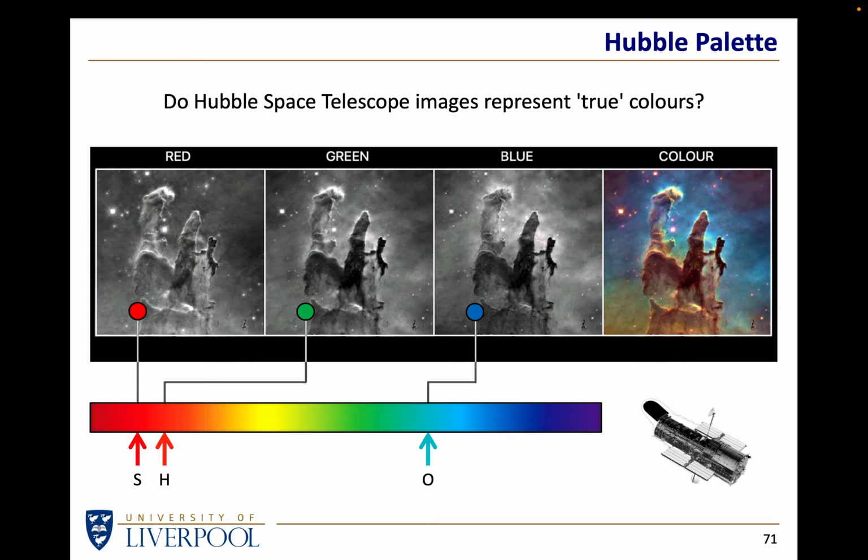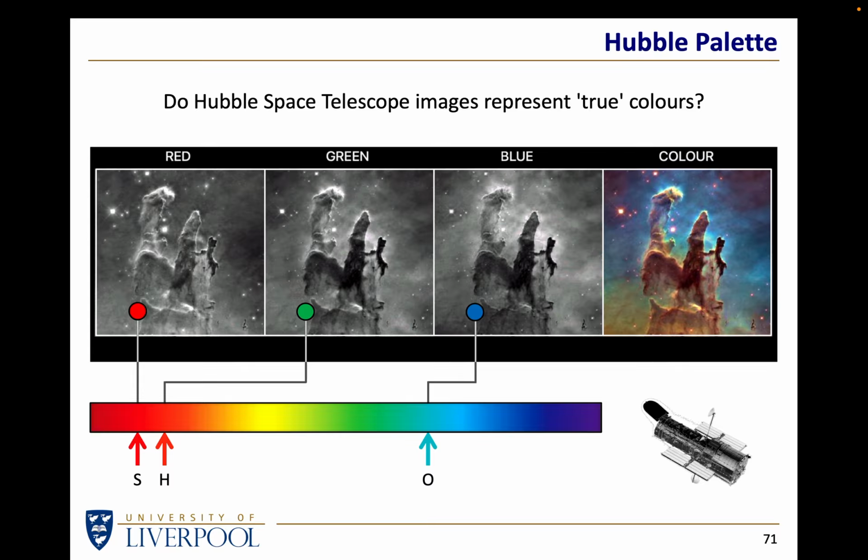So, do Hubble Space Telescope images represent true colors? Well, in some cases, yes, if they're taking pictures of galaxies. Remember, galaxies have wavelengths that cover the entire spectrum. It's nebulae that tend to have particular wavelengths corresponding to particular atoms. When you're dealing with low density objects like nebulae, it's interesting to do this.